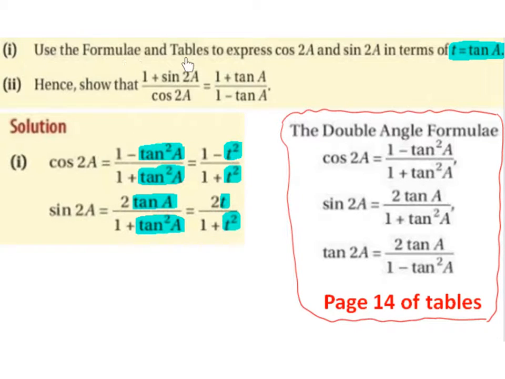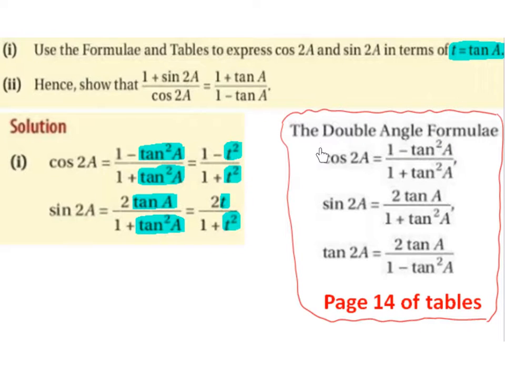Use the formulae and tables to express cos of 2a and sine of 2a in terms of t equals tan of a. Hence, show that 1 plus sine of 2a divided by cos of 2a is equal to 1 plus tan of a divided by 1 minus tan of a. So we're going to use the double angle formulae from page 14 of the tables.